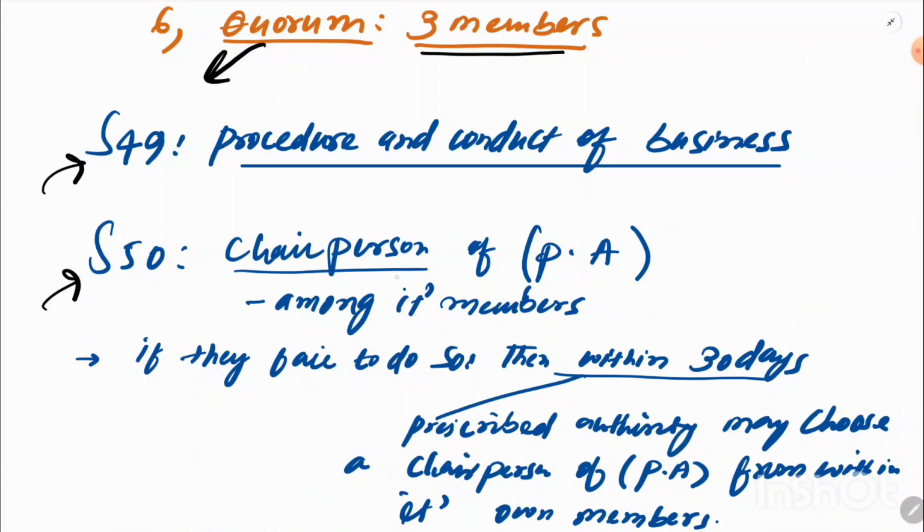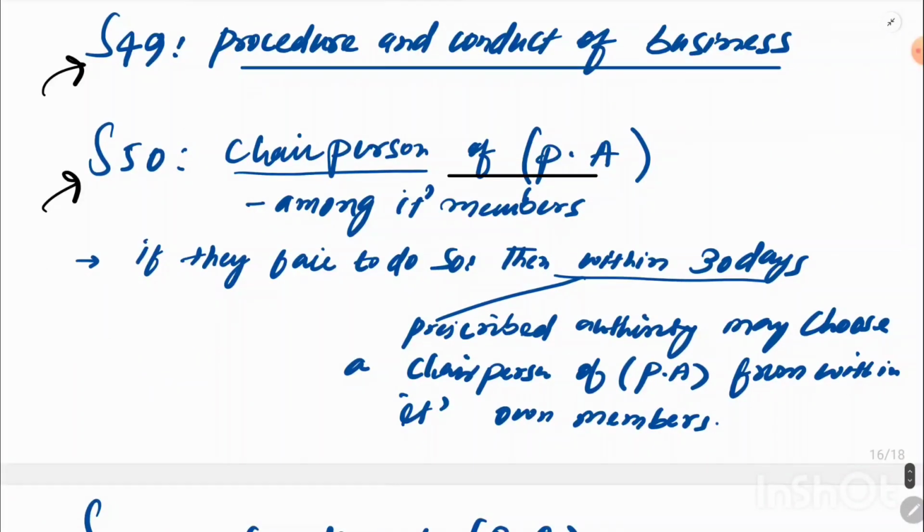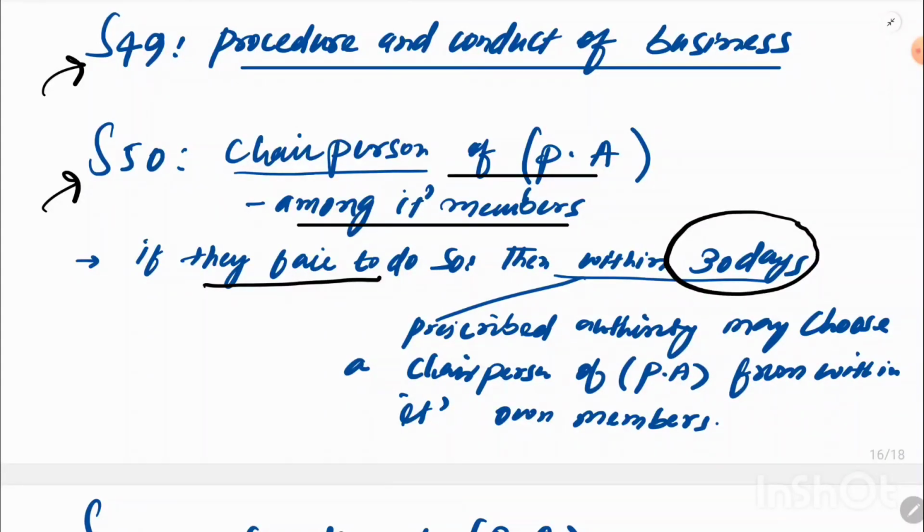Section 50 talks about the chairperson of Panchayati Adalats. Okay. Who shall be the chairperson? It's very easy: the Panchayati Adalat members should choose one of the 5 members as chairperson. But if they fail to do so, then the prescribed authority, who shall have the power to do so at that time, within the 30 days time period, should prescribe the chairman from among one of his own members. Okay, the prescribed committee will choose one of his own members as chairman.